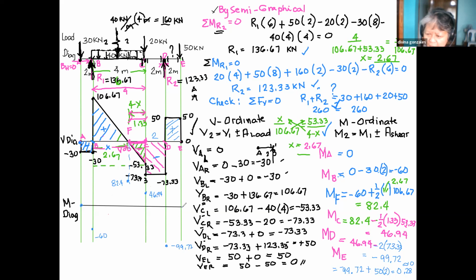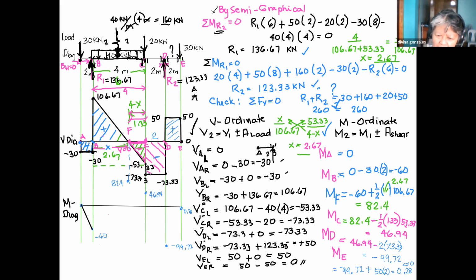And then we have almost 0.28, almost 0. Okay, now we try to connect points. Now, how do we connect points? Points are to be connected using straight lines, no? If our shear happens to be a horizontal line, ang moment natin is a first degree curve.